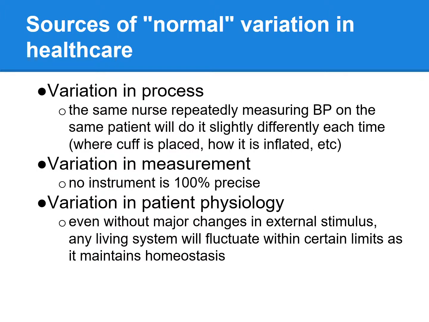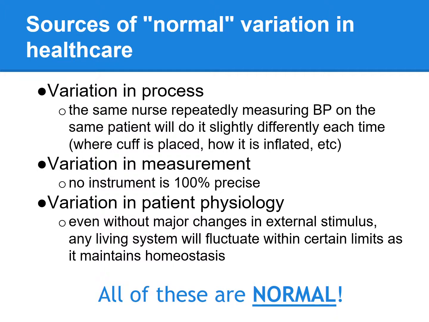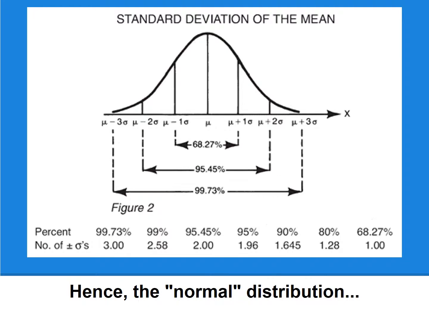And variation in patient physiology. In other words, even without major changes in external stimulus, any living system will fluctuate over time within certain limits as part of homeostasis. All of these kinds of variation are normal and to be expected. Hence the normal distribution that we're also familiar with.